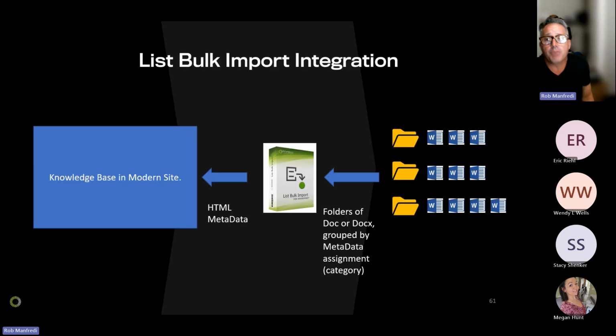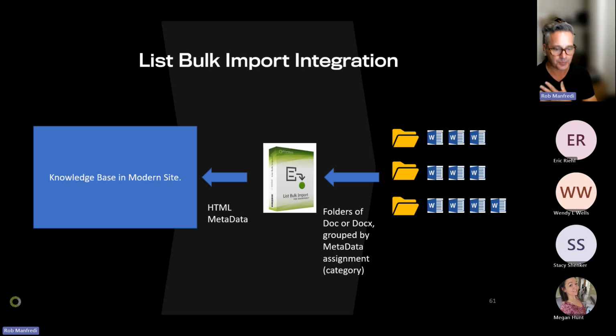So that list bulk import integration we talked about, that is a desktop product. It sits on your computer, and you point it at a folder full of Word documents that you've created. So instead of editing documents in the KB, you can have your authors edit them in Word and then use list bulk import to import them into the knowledge base, right? When you import it, you assign all the metadata such as the reviewer, the published date, the expiration date, the tags, and the categories are all set for that one or that group of files that you want to import at once.